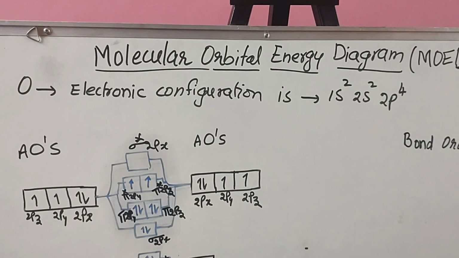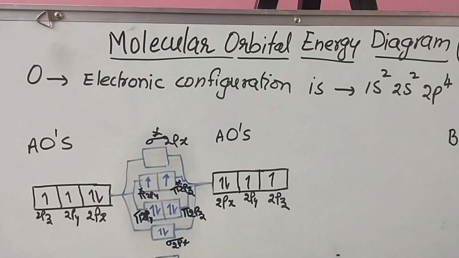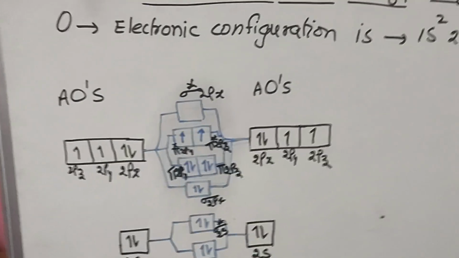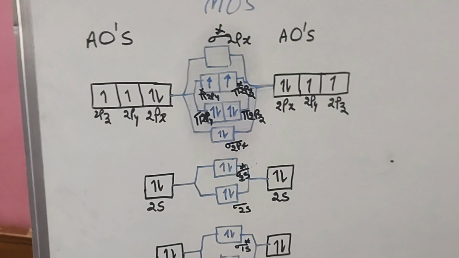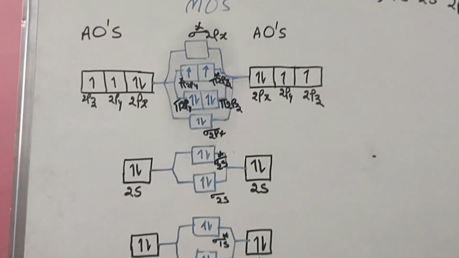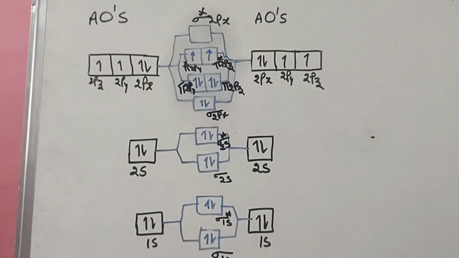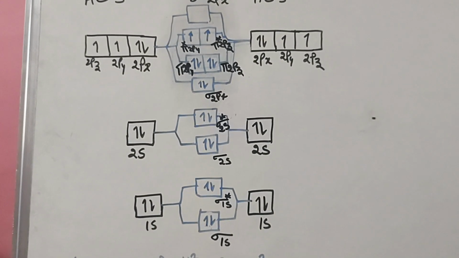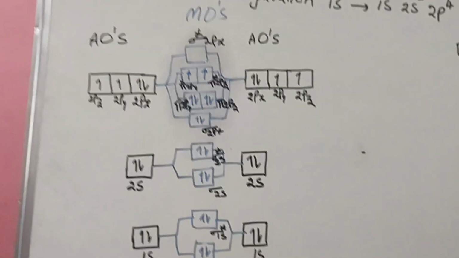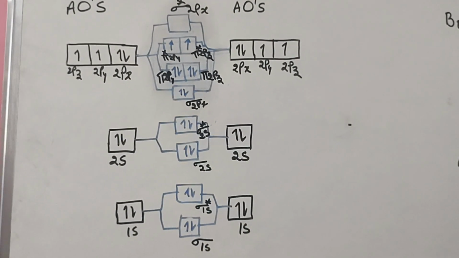In the same way, we have to write the molecular orbital energy diagram for the oxygen molecule also. In this, the oxygen electron configuration is 1s2, 2s2, 2p4. For the two oxygen atoms, we have to write the atomic orbitals on both sides of the molecular orbitals, and we fill the electrons in the increasing order of their energy level. First, sigma 1s, sigma star 1s, sigma 2s, sigma star 2s. Here in the case of oxygen, 16 electrons are present in the oxygen molecule.